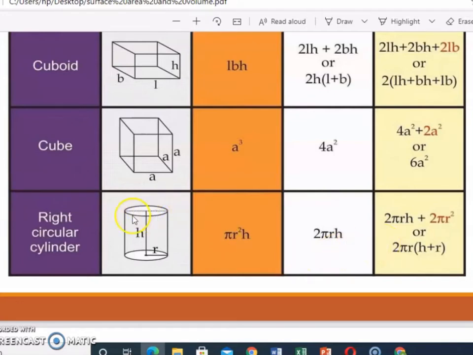And total surface area, you will add the top part and bottom part. Now top and bottom is nothing but circle. So this will be pi r square and this will be pi r square. So you will add 2 pi r square to the curved surface of the cylinder. So you will get the total surface area, that is 2 pi r h plus 2 pi r square. So you can take here 2 pi r common, 2 pi r into h plus r. This will be the formula.